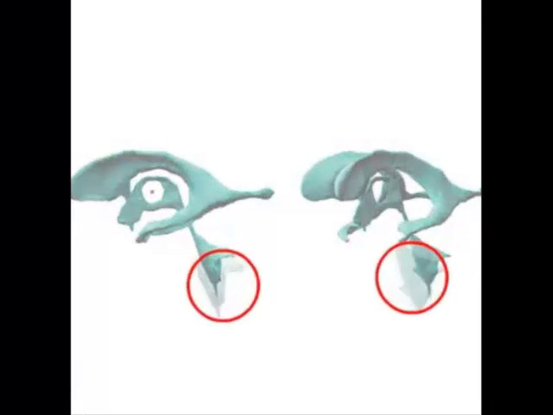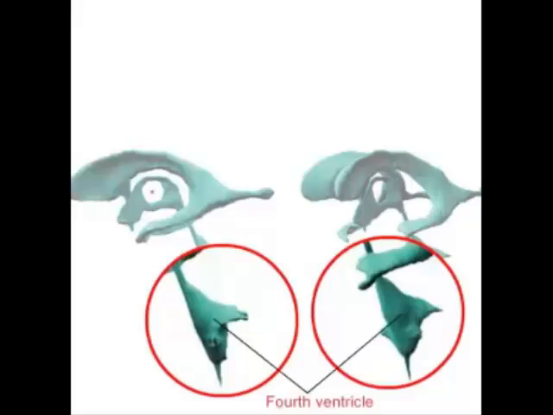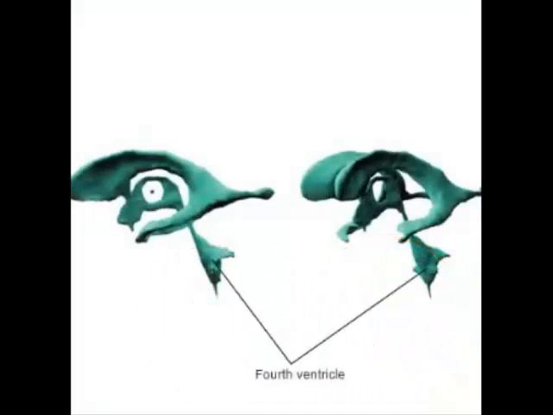The more inferior ventricle is the 4th ventricle. The 4th ventricle is rather diamond-shaped. 3 openings allow for the flow of CSF into the cisterna magna and the subarachnoid space of the spinal cord. The openings are 2 lateral foramina, or foramina of Luschka, and 1 median foramen, also called the foramen of Magendie.